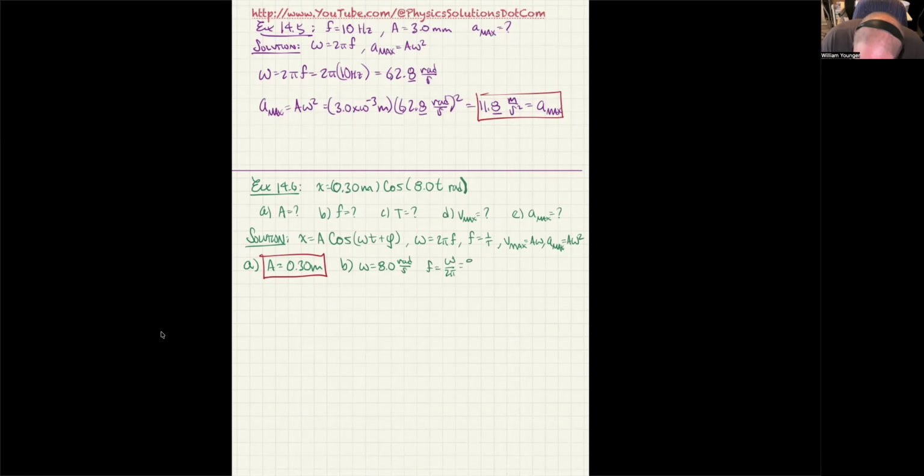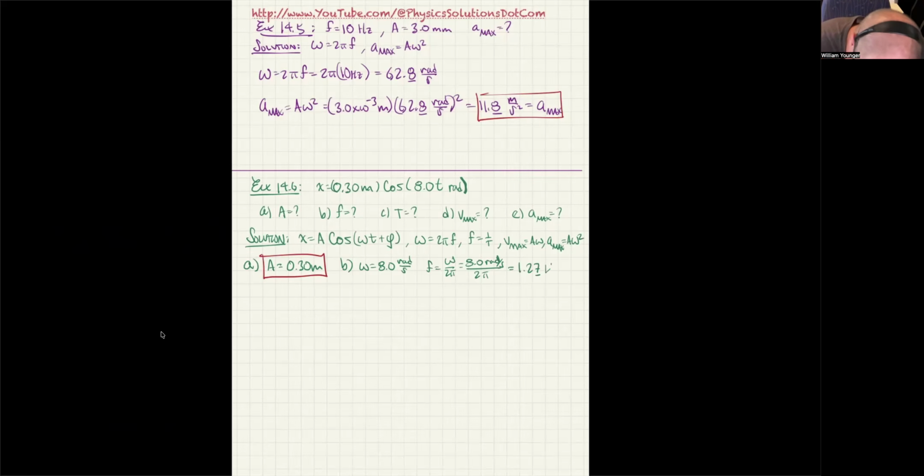So that's going to be 8.0 radians per second divided by 2 pi, and that just converts it to hertz basically. So we're going to say 8 divided by parenthesis 2 times 3.14159 close parenthesis, and that gives me 1.27. Carrying one extra sig fig, of course, that's 1.27 hertz.